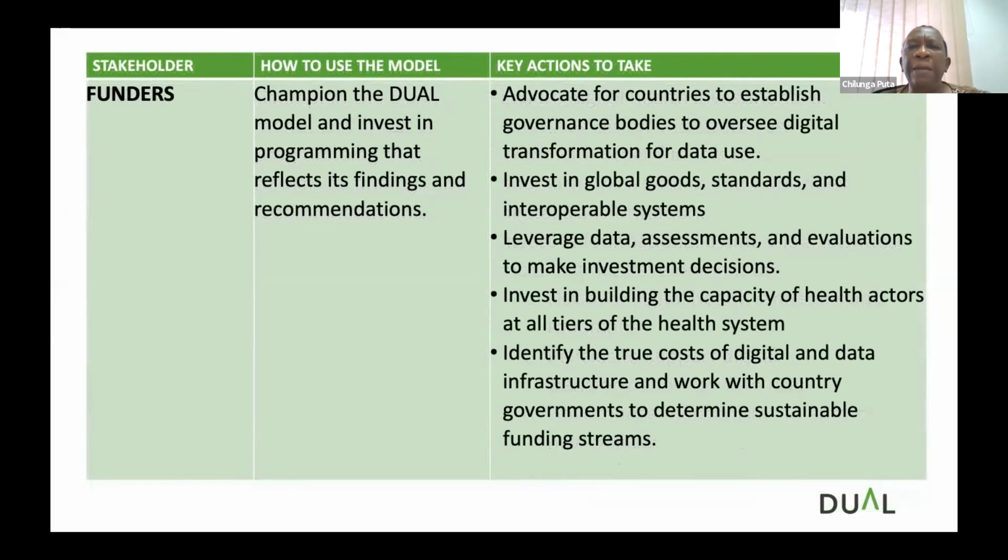And there could be advocates for countries to establish governance bodies to oversee digital transformation for data use. They could invest in global goods, standards, and interoperable systems. They could leverage data assessments and evaluations to make investment decisions. They could invest in building the capacity of health actors at all tiers of the health system. They could identify the true costs of digital and data infrastructure and work with the country governments to determine sustainable funding streams.